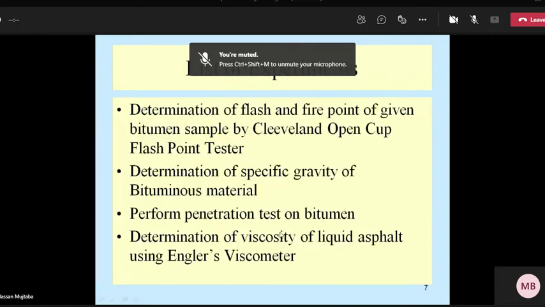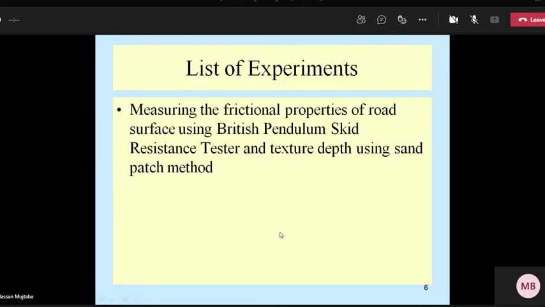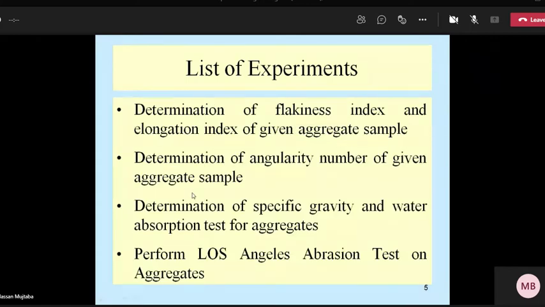Then comes the determination of the angularity number of the given aggregate sample. Angularity is the absence of roundness. What is angularity? Angularity is the absence of roundness. And the angularity number is basically the percentage volume of voids in an aggregate sample exceeding 33. That is the angularity number. Angularity number is defined as the percentage of volume of voids in an aggregate sample exceeding 33.